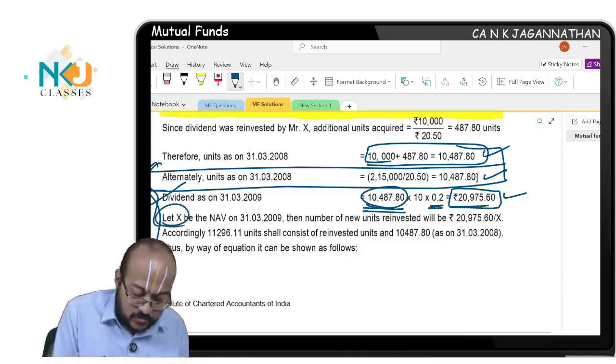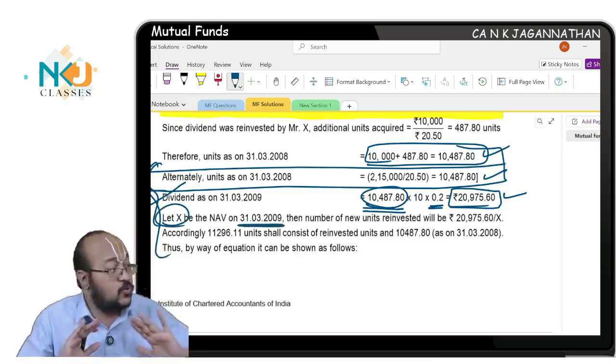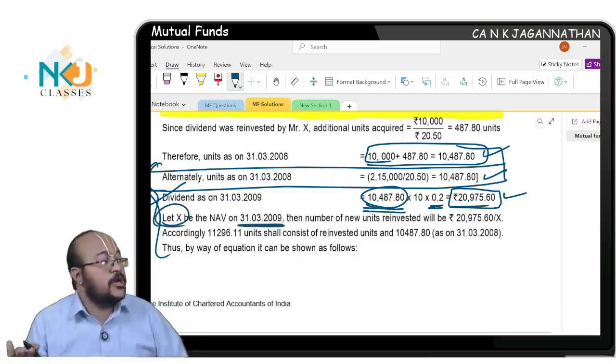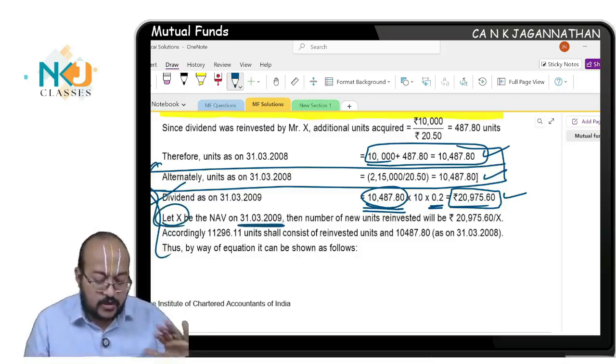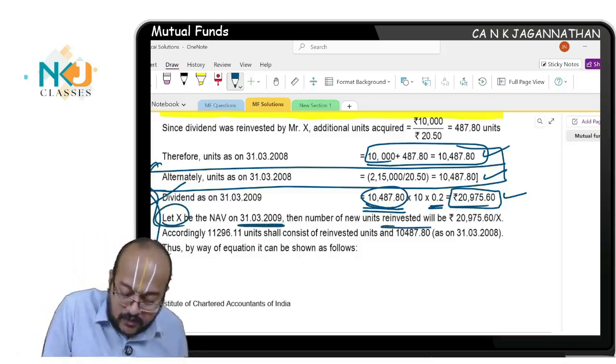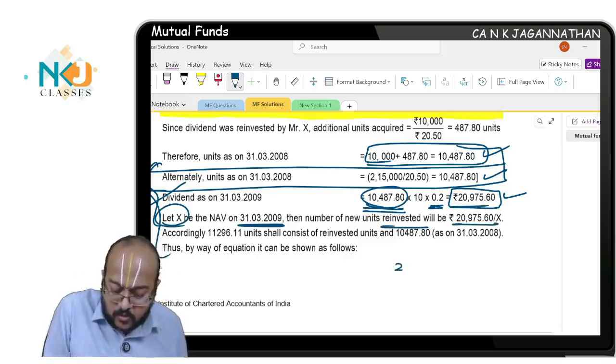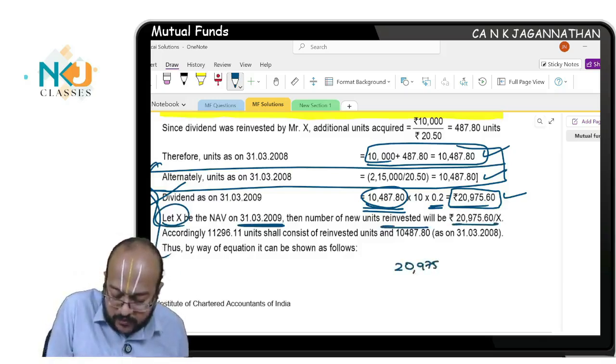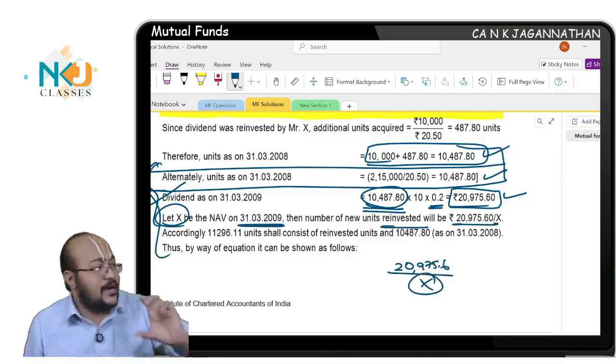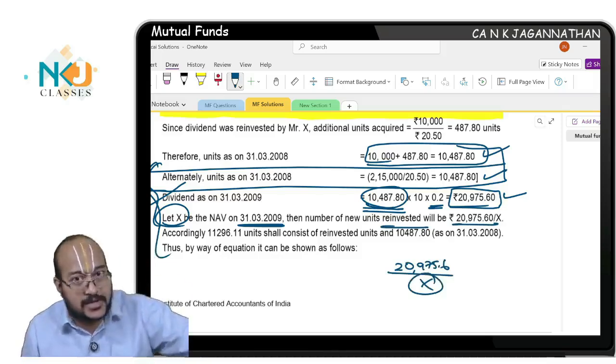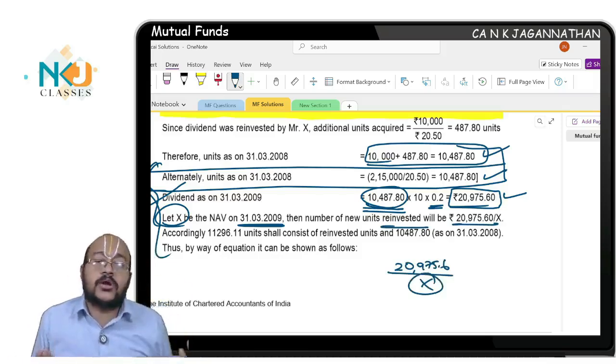Very simple. Let X be the NAV as on 31/3/2009. You don't know the second year end NAV. You will assume it to be X. Then, the number of units reinvested will be how much? The dividend amount 20,975.6 divided by X. X is nothing but the NAV. At that NAV prevailing on the second year end, you will invest, but you don't know the NAV now.